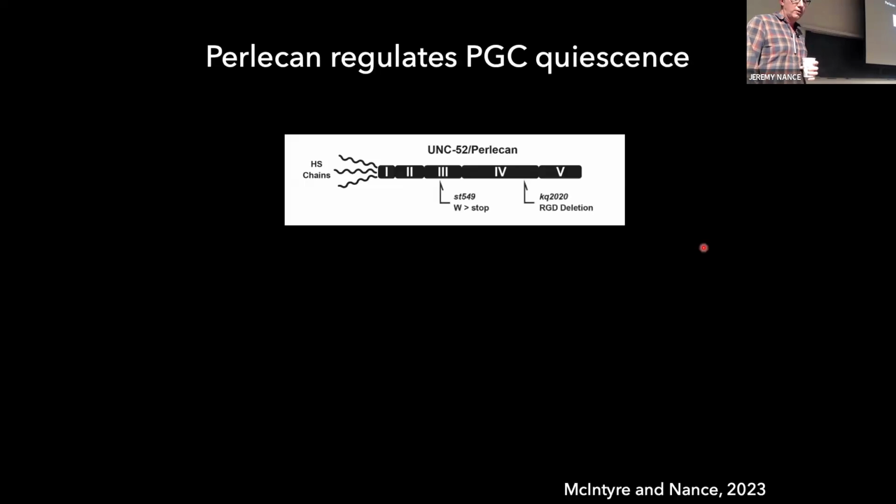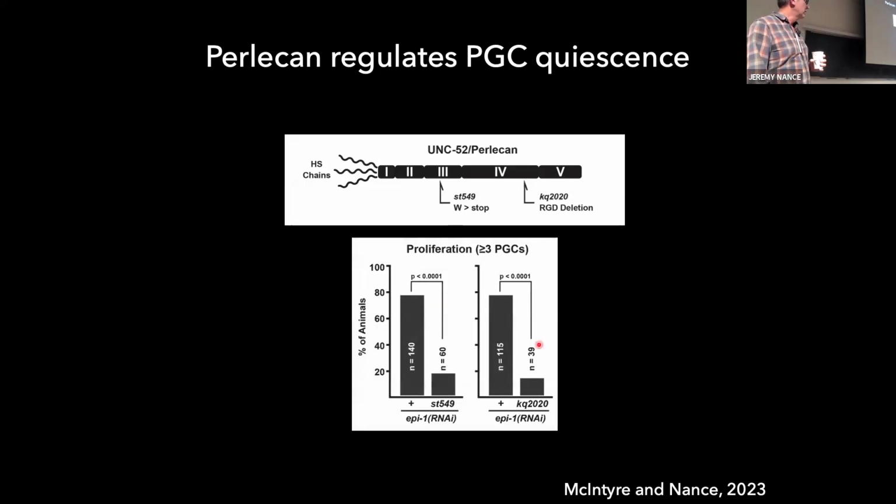And we had two different alleles that we looked at. One is probably a null allele, it's an early stop. And the second, more interesting allele is one that very specifically deletes the RGD sequence in perlecan that binds directly to integrin. And either one of these alleles, when we used it in this proliferation assay, was able to suppress the loss of laminin-induced proliferation of the germ cells, including the RGD deletion here.